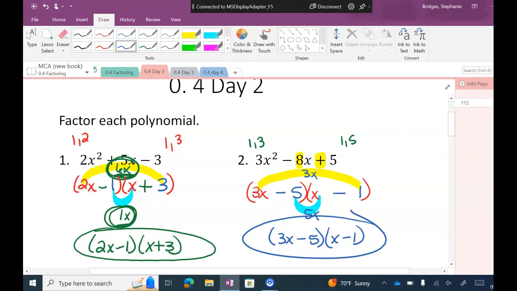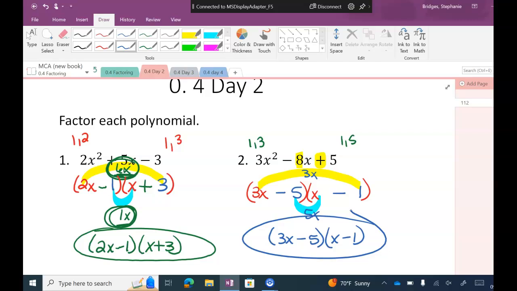Numbers that multiply to give me 15 and add to give me 8. What multiplies to give me 15 and adds to give me 8? Same signs, both negative. But we can't forget about this. And this is where also this method messes you up if you forget your GCF too. So that's something we also want to keep in mind that could happen here.